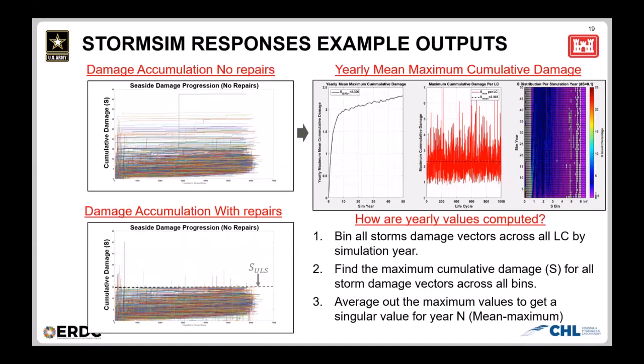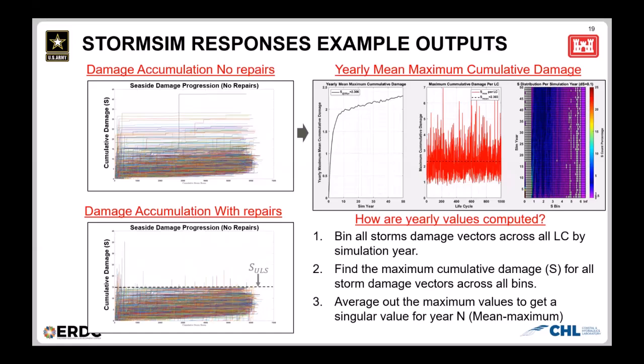We do that for each year. Then we find the maximum damage of all the storms contained within each bin, and we average them out, and that's how we end up with a yearly value for damage accumulation. And that's that singular curve that you're seeing on the first subplot to the left.